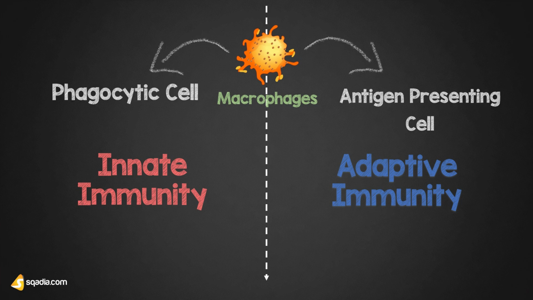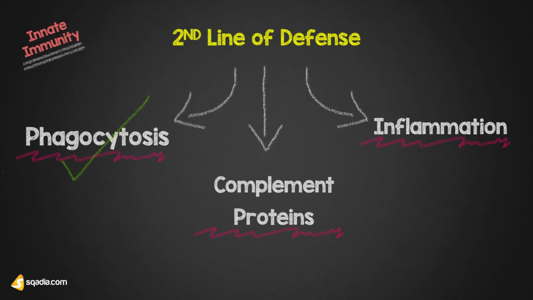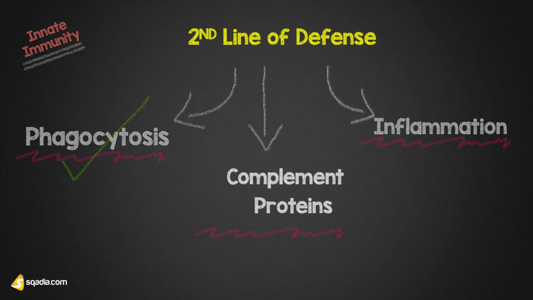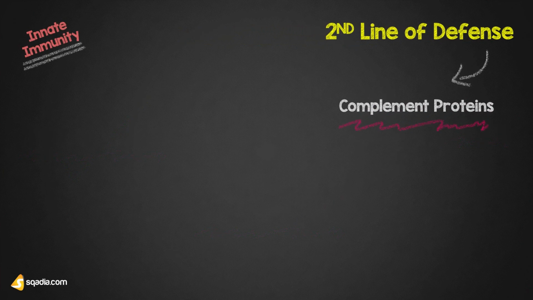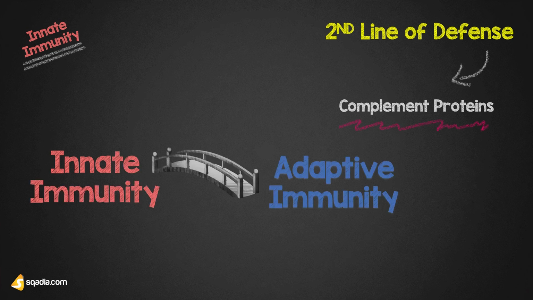So that was just one defense mechanism of the innate immune system once the pathogen breaches the first line of defense. Another mechanism is the activation of complement proteins. The complement system is a part of the innate immune response. But we see that the complement system acts as a bridge between the innate and acquired immune response, as one of the pathways of activation is antibody-dependent.